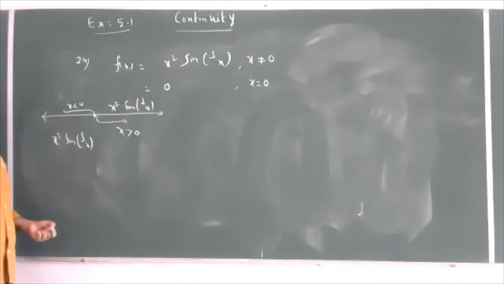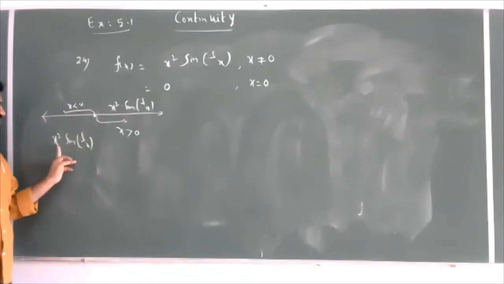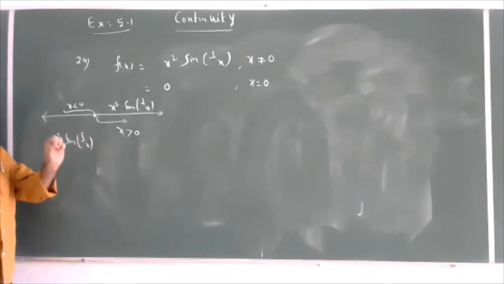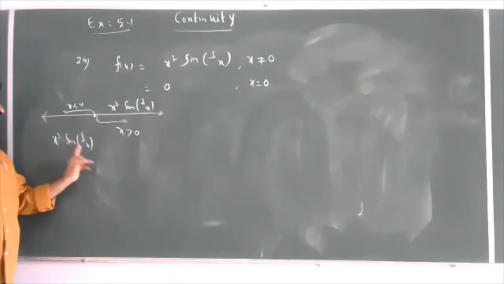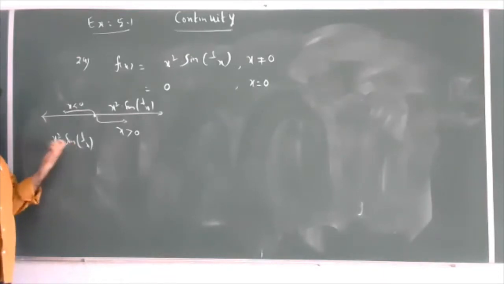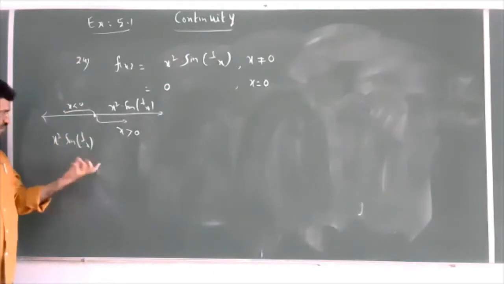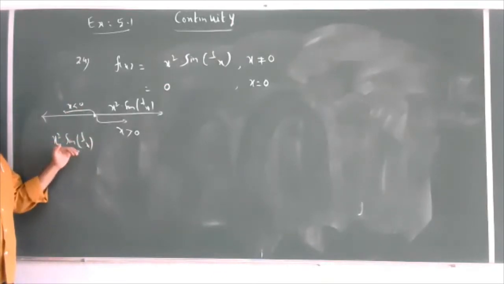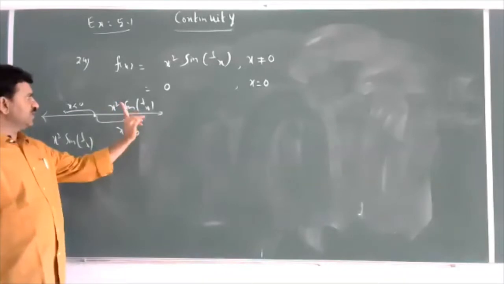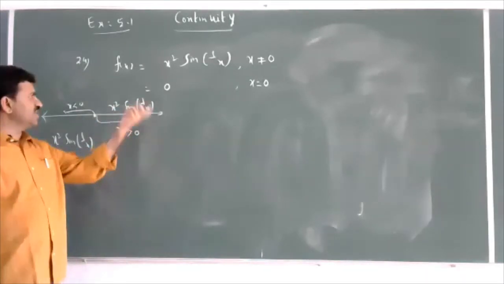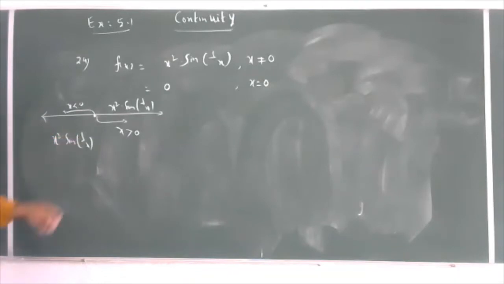Now listen to me first. When x is less than 0, x square is a polynomial function, which is continuous. Sine of 1 by x is defined since x less than 0 indicates x is not equal to 0, and the sine function is continuous on R. So the product is continuous. Next, when x is greater than 0, same logic: x square is continuous and sine of 1 by x is continuous, so x square into sine of 1 by x is continuous. Write that one first.